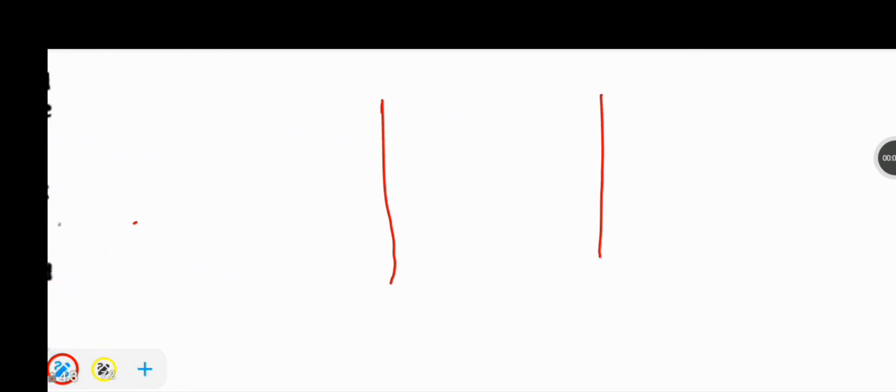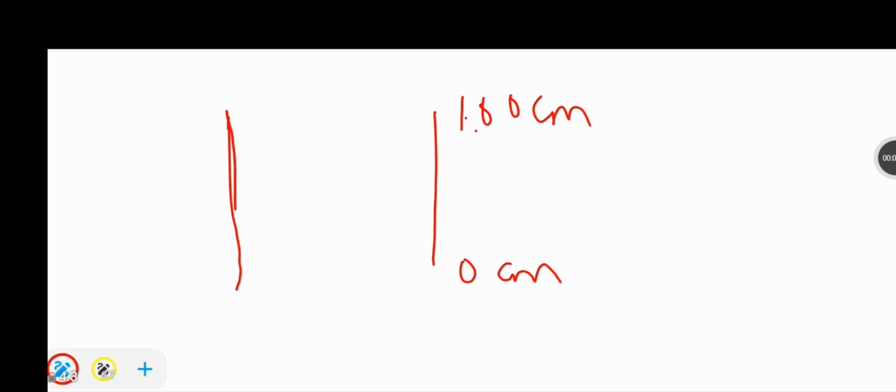Draw another line like this. This one will be for the bar. So the bar is 100 cm. So 100 will be here, then 0 will be here, 0 cm. So this one here is for the temperature. So 100 degrees C will be at the upper point, at the upper fixed point.